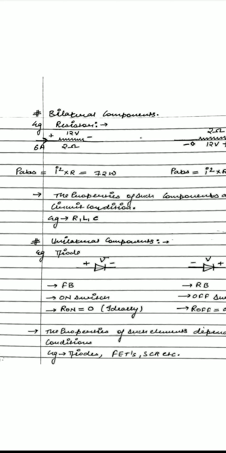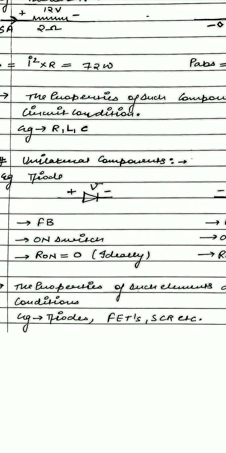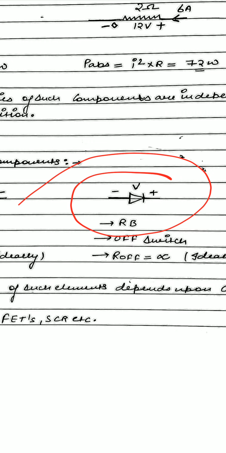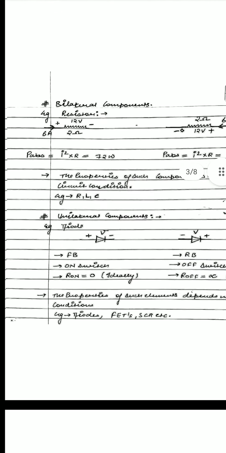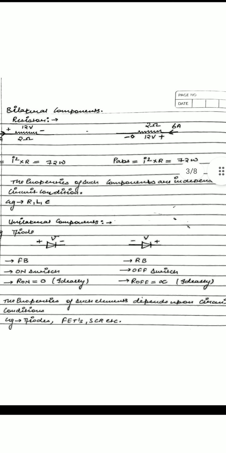Now, a unilateral component. Example, diode. If we give forward voltage to the diode, then it is forward biased. But if we give reverse voltage to the diode, then it is reverse biased. So the circuit condition is not the same. The properties of such elements depend upon the circuit condition.